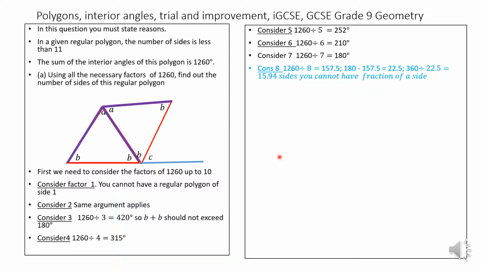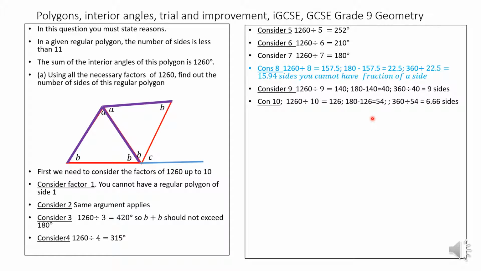Now, if we now consider 9, suppose the polygon has got 9 sides. If we divide 1260 by 9, we have 140, which means that the exterior angle is 180 minus 140, which gives us 40 degrees. And because all the exterior angles are equal and they all sum up to 360, if we divide 360 by 40, we get 9 sides. So that looks promising. Now let's consider 10.